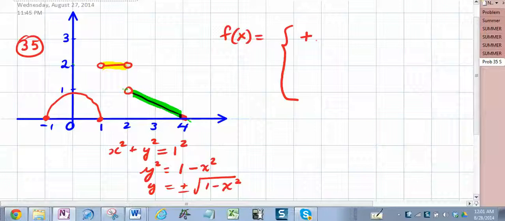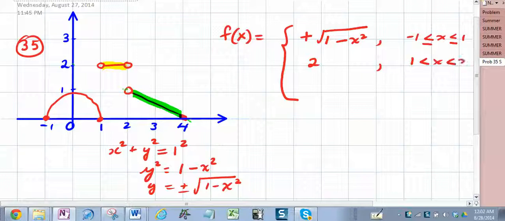So I start with f of x is equal to positive the square root of 1 minus x squared. And this applies when x is sandwiched between negative 1 and 1, including the endpoints. The second part of the graph, which I've highlighted in yellow, is pretty easy. That is part of the horizontal line y equals 2, and this applies for the x values that are sandwiched between positive 1 and 2, and we're not including the endpoint, so I don't put in the equal sign.